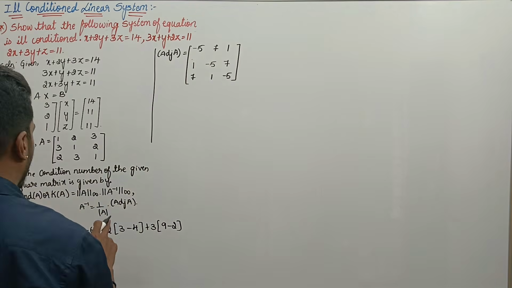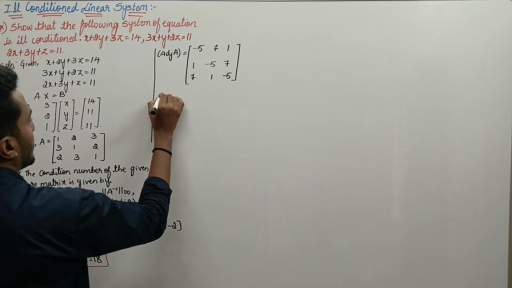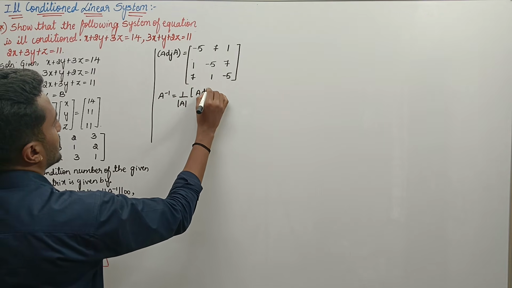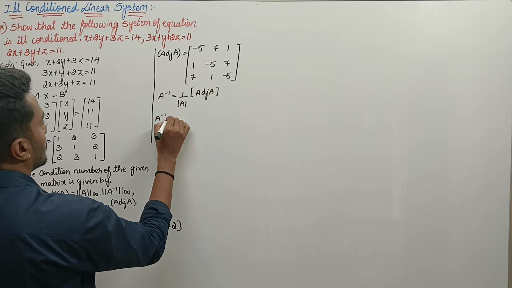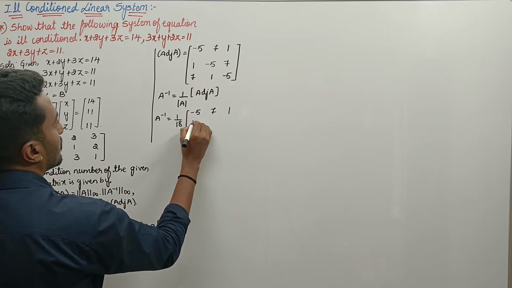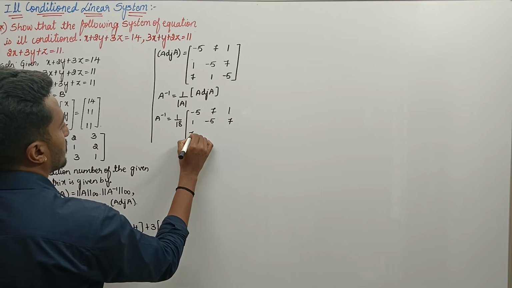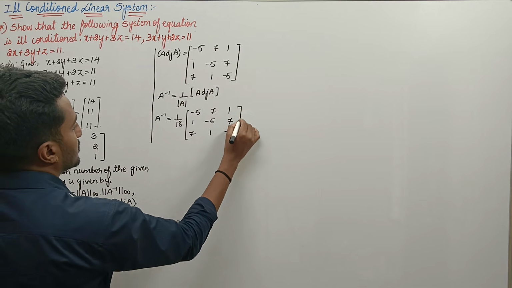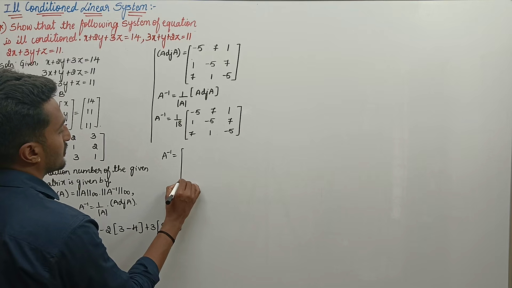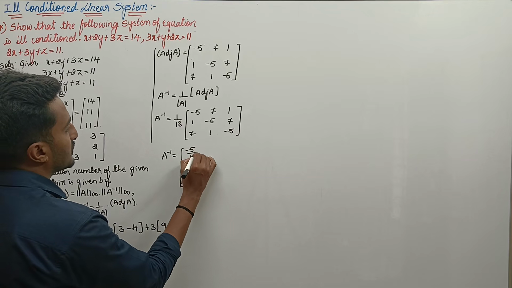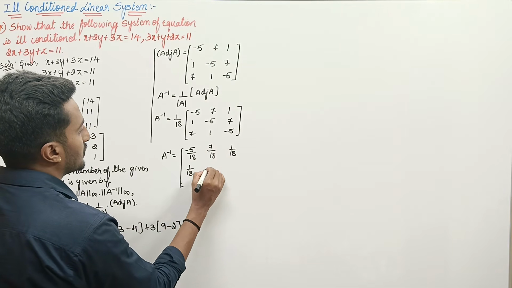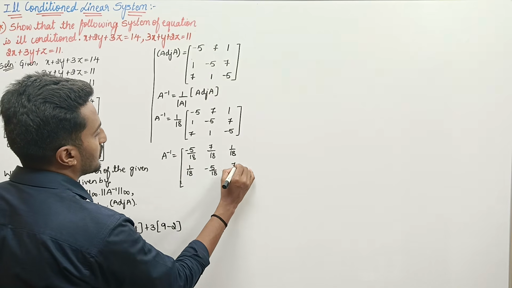Now we have the value of adjoint of A. Let us find A inverse. A inverse is equal to 1 by determinant of A into adjoint A, which is 1 by 18 into minus 5, 7, 1, 1, minus 5, 7, 7, 1, minus 5. You can represent A inverse as minus 5 by 18, 7 by 18, 1 by 18; 1 by 18, minus 5 by 18, 7 by 18.